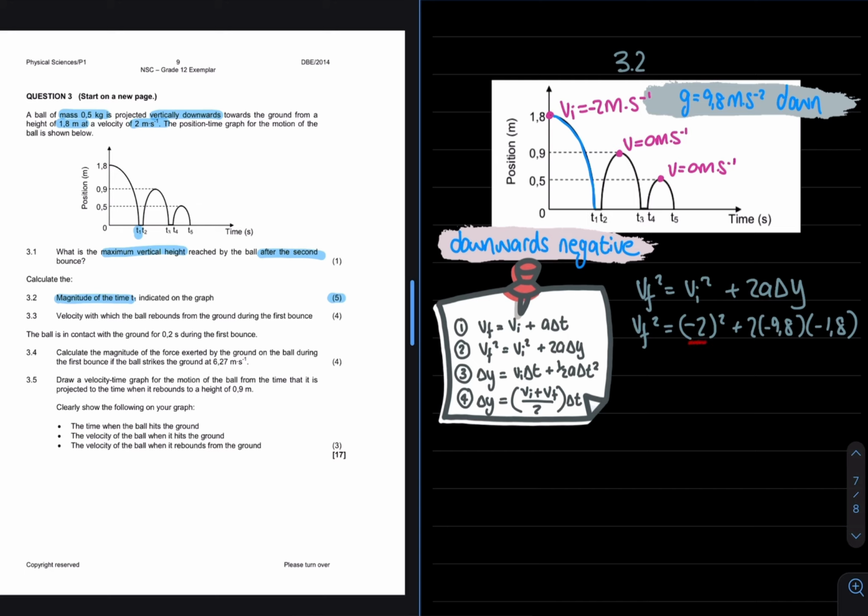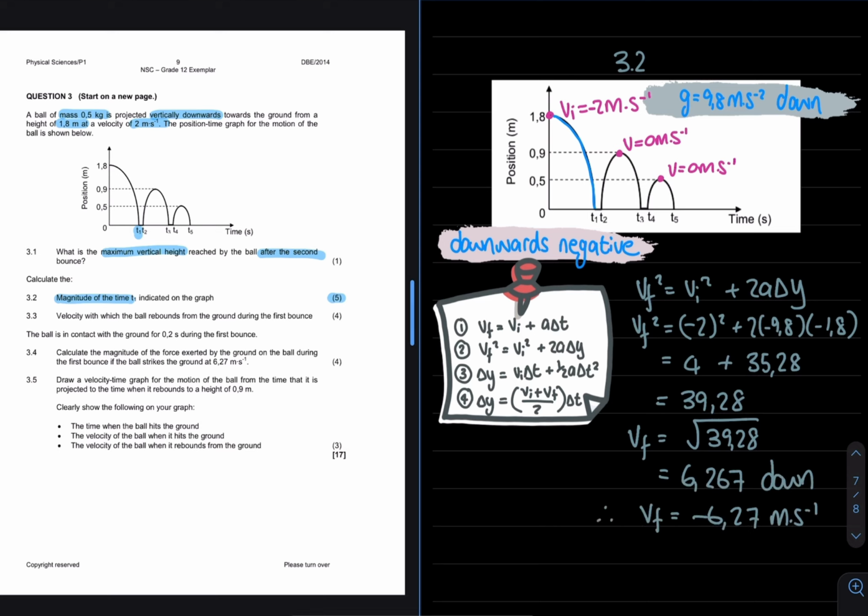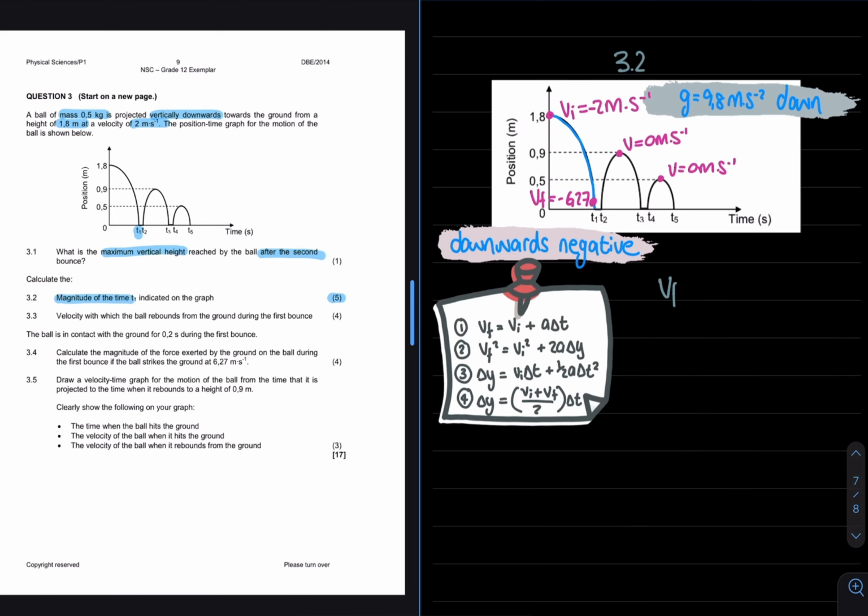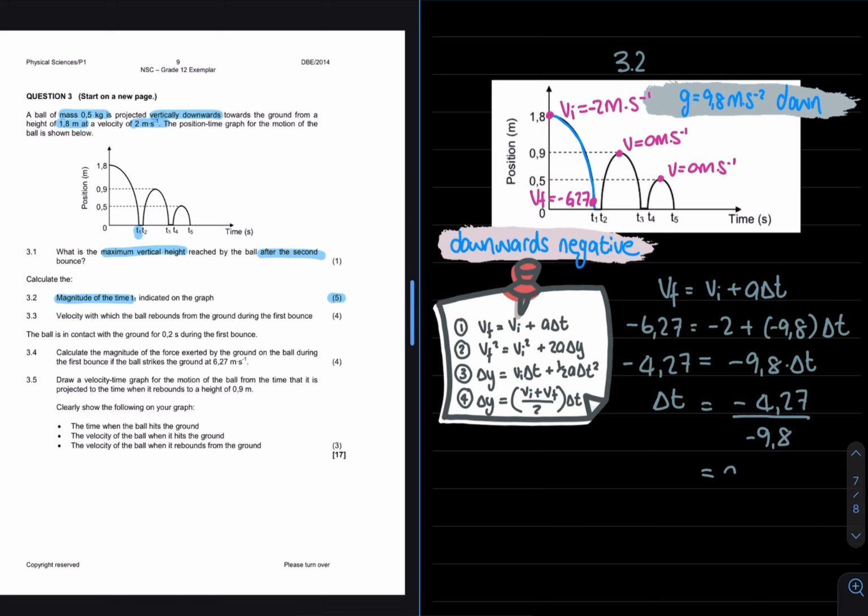Please note that all 3 vectors are in the downward direction, and therefore all 3 of them are given as negatives. The ball then reaches the ground with a negative 6.27 meters per second. We can now use this final velocity and substitute into equation 1 in order to calculate the change in time to solve t. Which gives us a time at T1 of 0.44 seconds.